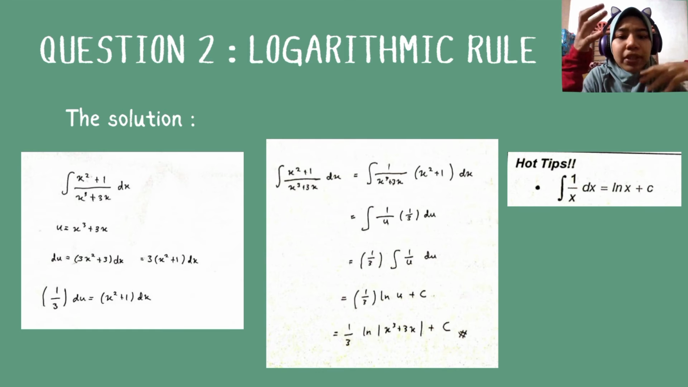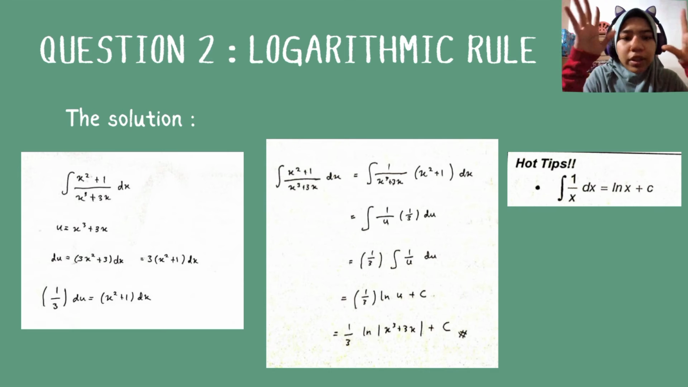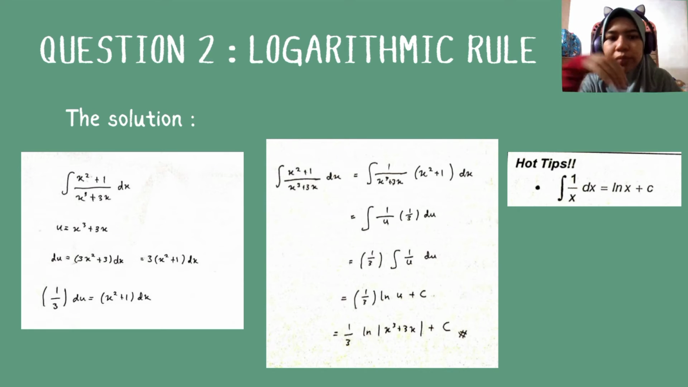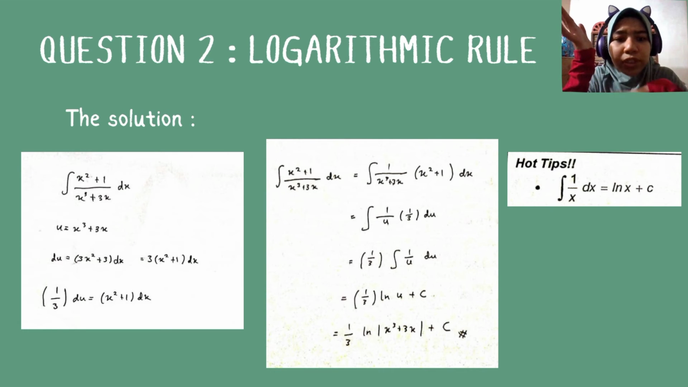we will replace with the 1, and we will take the x power of 2 beside the 1 over 3 power of x power of 3 plus 3x, and of course we will put the dx. Next, we will replace the x power of 3 plus 3x with u, and then dx with du. Okay, I'm sorry, we will replace the dx with 1 per 3 du.